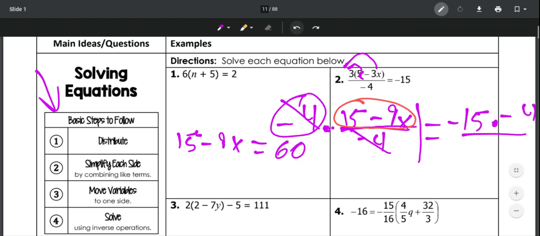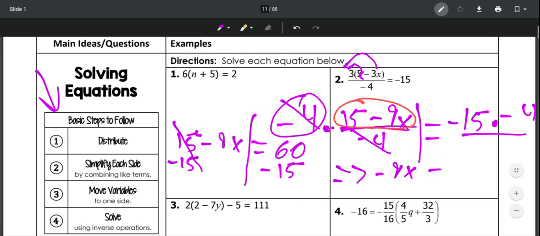And we've got to get this 15 away from the left side. So draw your line here. What's the opposite of adding 15? Because that's a positive 15. It's subtracting 15. So now that's gotten rid of. But what we do to one side, we have to do to the other side. So now I'm going to move this over here. So that's going to leave us with negative 9x equals 45.